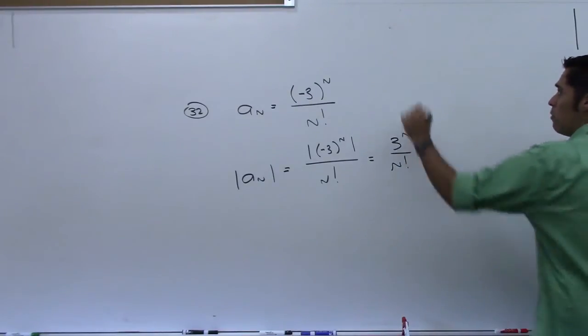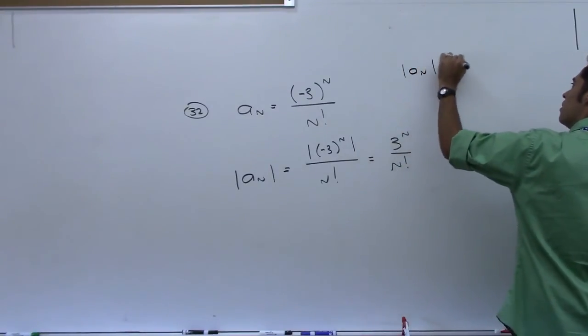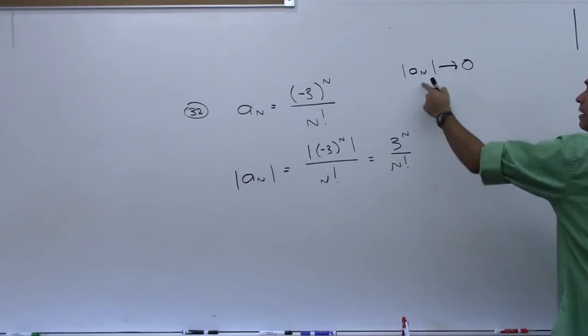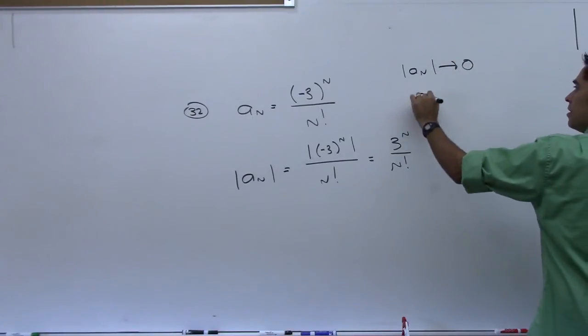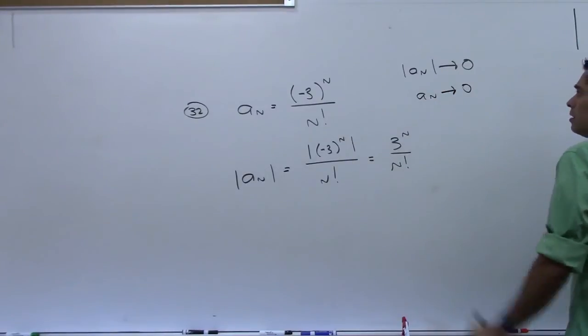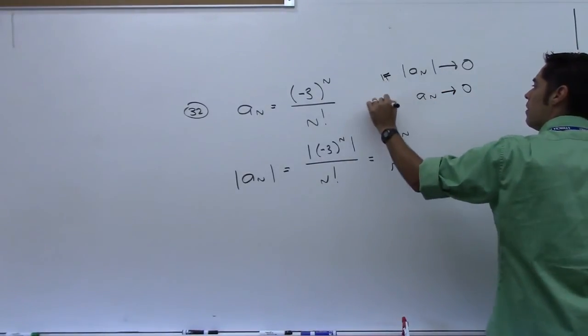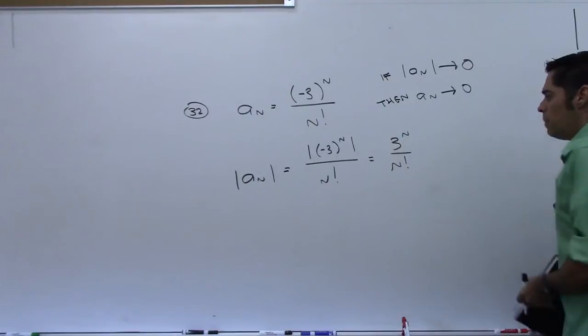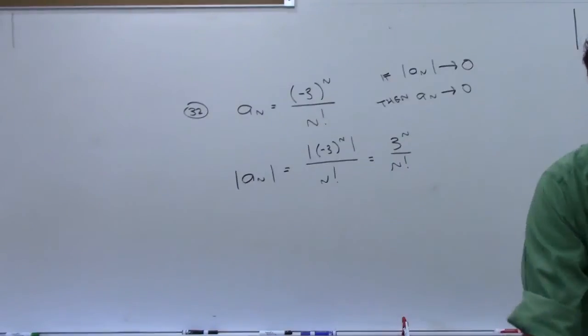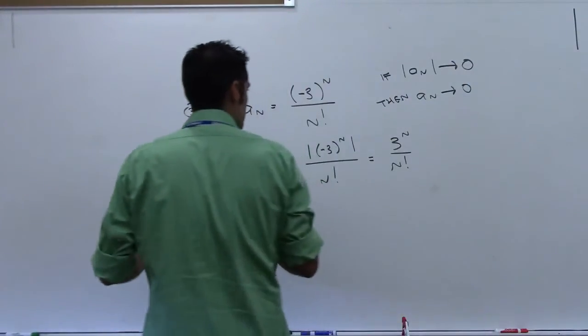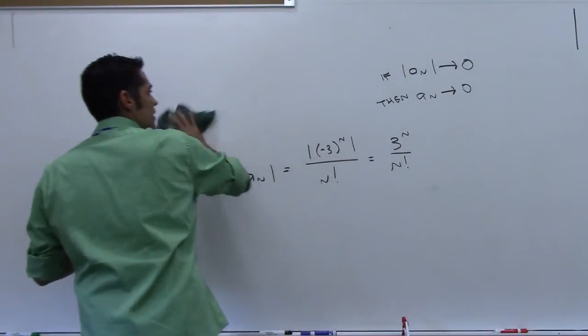And what I'm hoping for is that this thing goes to 0, because the theorem told us that if the absolute value of the sequence goes to 0, then the sequence itself must go to 0. So if this, then this. So I'm hoping this goes to 0. So let me try it. Let me see if I can convince you of this. This is not a very natural thing.